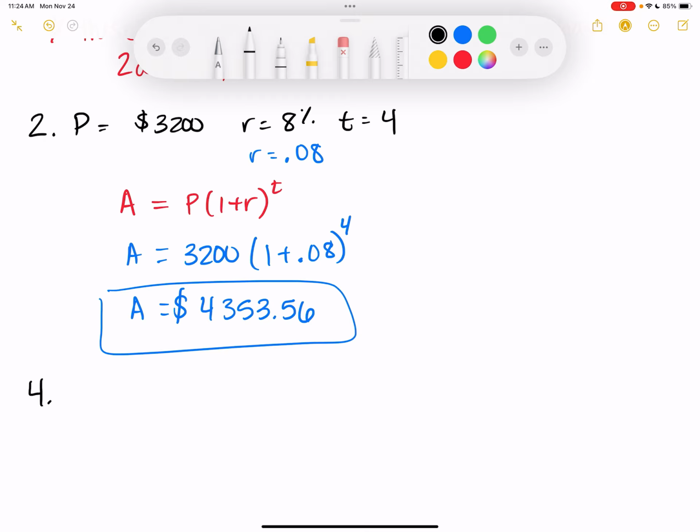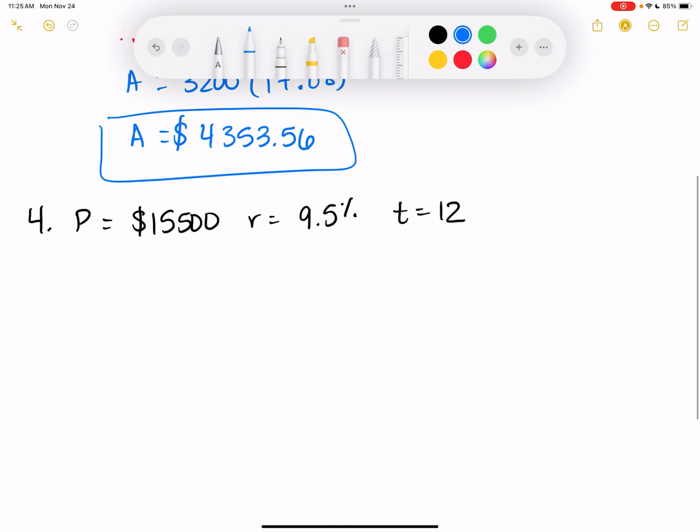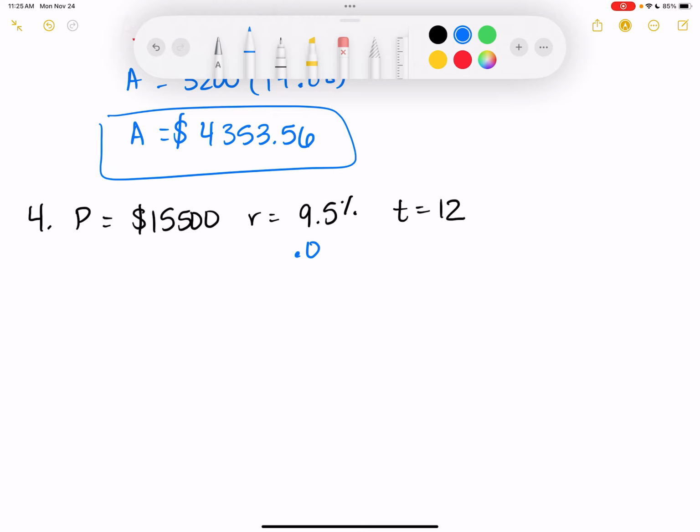For P equals $15,500, R is 9.5%, T is 12. So we make R a decimal, 0.095, and then we plug it into the formula. I'm not going to rewrite the formula. I'm pretty much just going to write it the first time we use it, and then I'm not going to write it again because you have them in your notes.